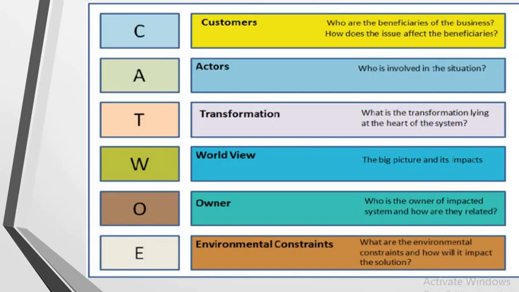And then E for the environmental constraints, the rules and constraints surrounding the business system. For example, we studied in PESTLE analysis all the environmental forces, the external forces that are impacting your business processes, your business, and your operations. Now, this CATWOE was defined by Peter Checkland as a part of his soft systems methodology. The CATWOE analysis is a simple technique which can be used for stimulating thinking regarding business problems and solutions.